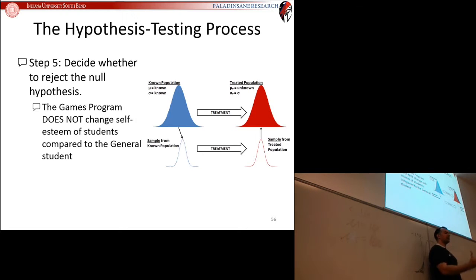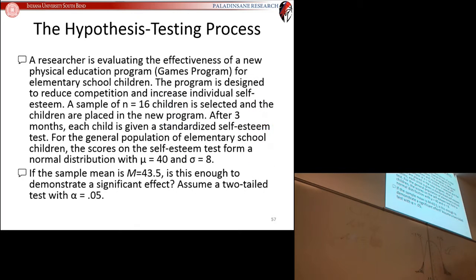Let's say that during that pity party, one of your research assistants runs in and says, oh my gosh, I am so sorry, I scored the self-esteem questionnaires wrong. I didn't even notice that I did this. What I did is I forgot to add 1 to every single score. I was supposed to add 1, I forgot to add 1. I'm really sorry. It turns out that the mean score for these students is not 43.5, it's actually 44.5. Right? The mean score is actually 44.5 instead of 43.5.